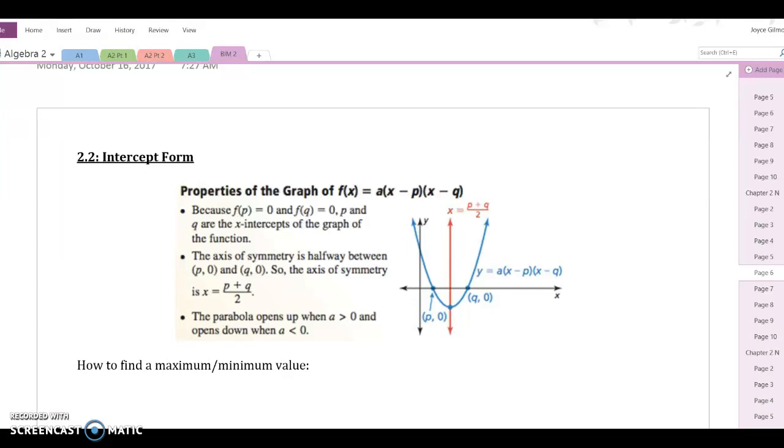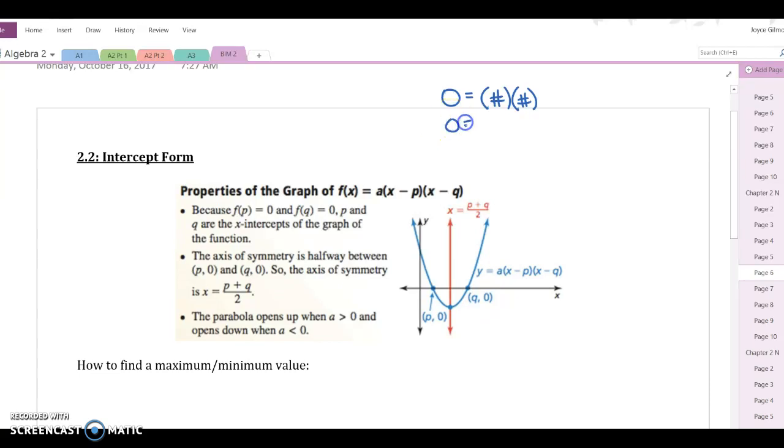I want to remind you of something that you learned in Algebra 1. It's called the zero product property. If I tell you that I'm multiplying two numbers together and the result is 0, what do you know about one of those numbers? One of them must be 0.